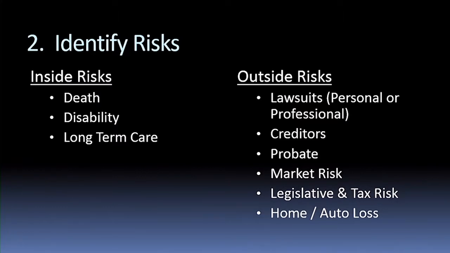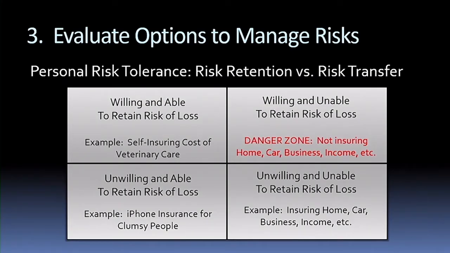Now, second step, identifying the risks. So we break this into 2 different categories, inside and outside risks. Inside risks being things that could impact your ability to earn an income, outside risks being the risk of other entities coming after your assets. Third thing, evaluate the options to manage risks. So we've got kind of 4 categories of personal risk tolerance.